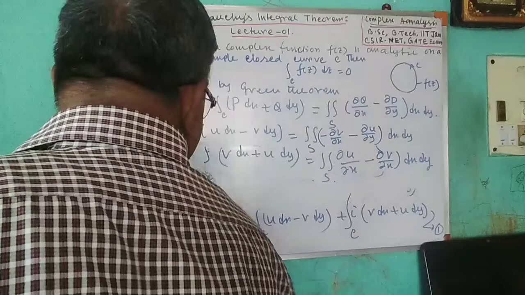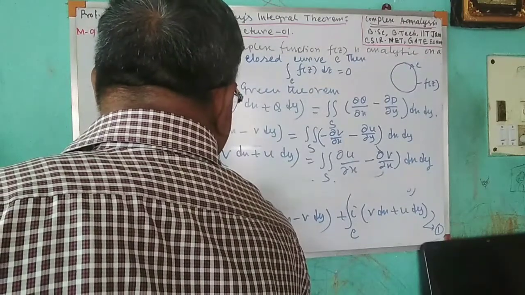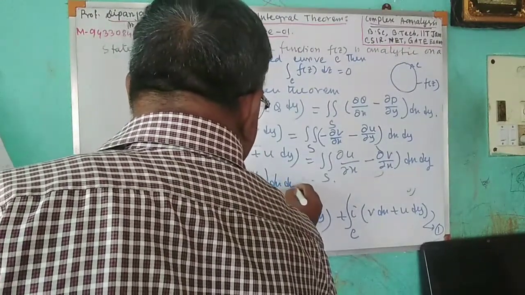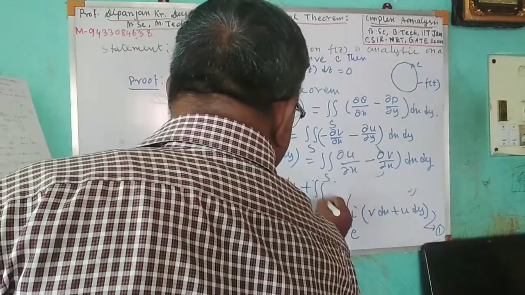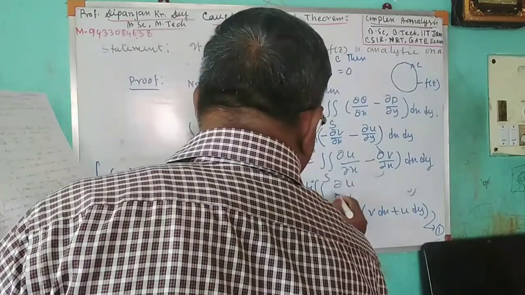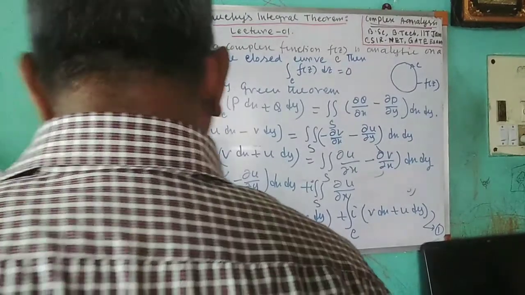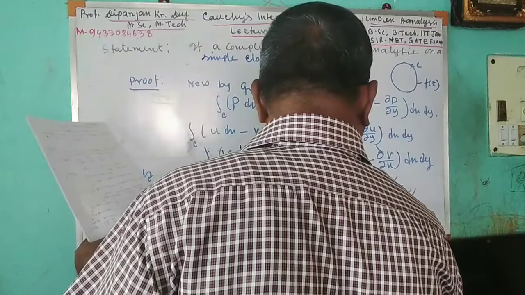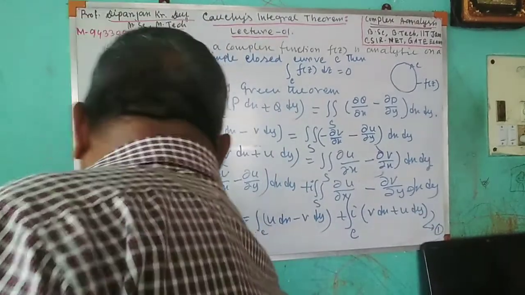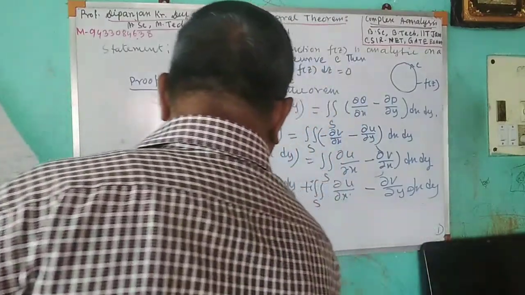So we can write that the integration over C of f(z) dz, this is equation 1, is equal to the double integration over S of minus del v del x minus del u del y into dx dy, plus the double integration over S of del u del x minus del v del y dx dy. This is equation 1.